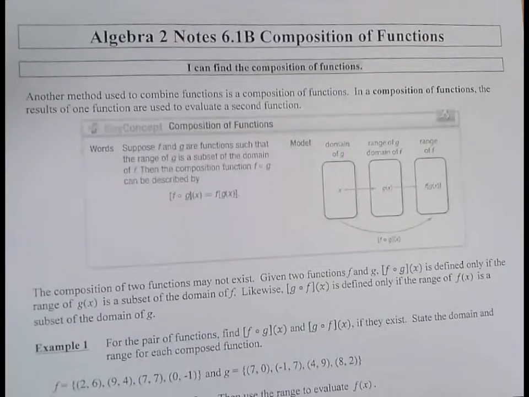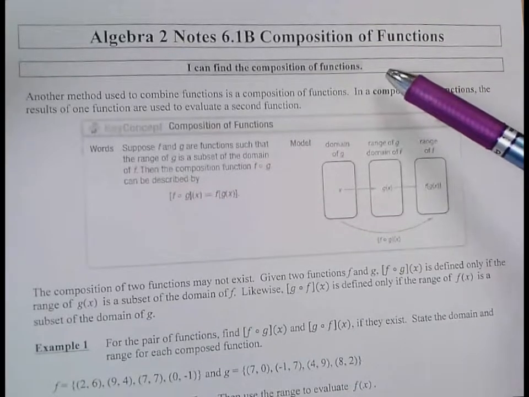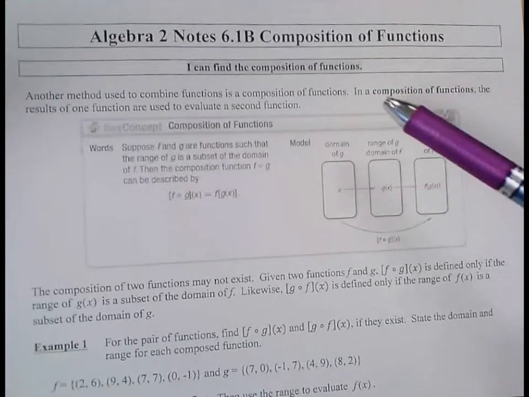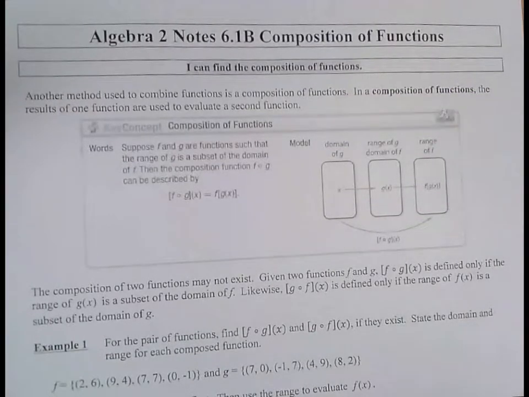So ultimately, there's kind of 2 different sets of examples we're going through. One is if your functions are given to you as ordered pairs, and then one is if you're given functions as equations. But either way, you want to be able to find the composition of functions. And I believe you saw this in Algebra 1, but it would have just been introduced and not covered too in-depth.